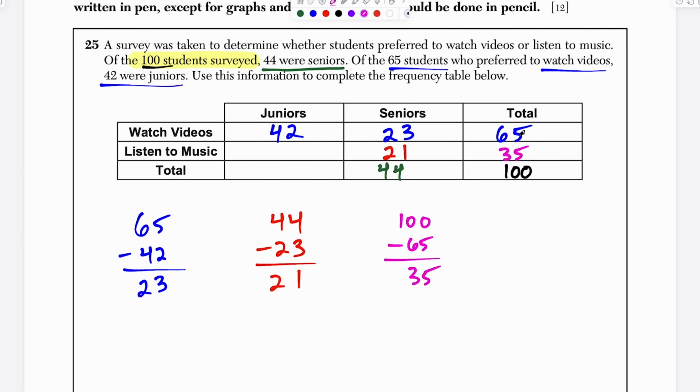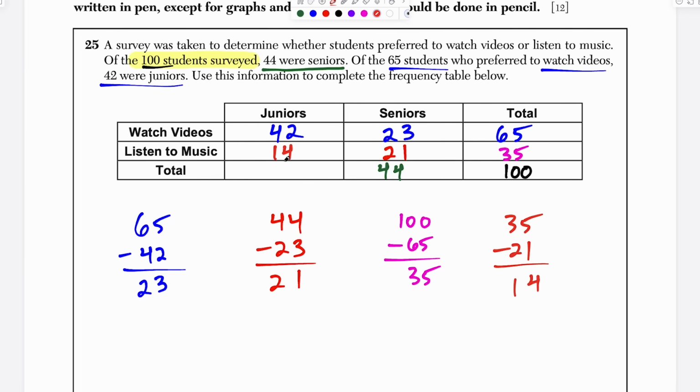And now everything just starts to unravel here. It's kind of like a domino effect. Once you find enough information, you could just start to find the rest. So let's say now I want to find this entry. How many juniors listen to music? I could take the total number of students that listen to music, which is 35, and subtract the number of seniors that listen to music, 21, and this gives us 14. So now we have 14 juniors that listen to music.